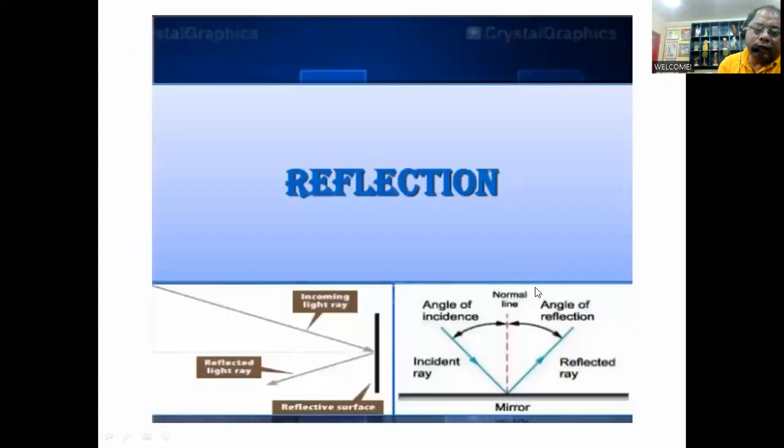Now here's again the nature of our reflection, and again we call the angle of incidence letter I, the angle of reflection letter R, and their values are equal. So that's with regards to the law of reflection. And then these three lines that we have, the incident ray, the normal line, and the reflected ray, they all fall in the same plane.